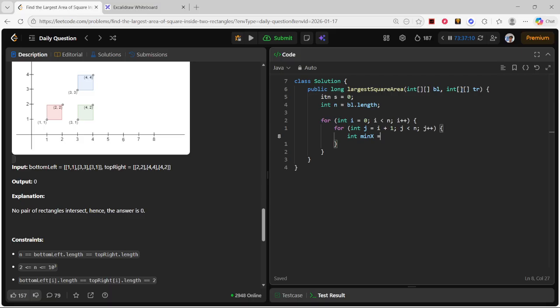int min x equal to Math.max of BL i 0 and BL j 0. Max x is Math.min of TR i 0 and TR j 0.